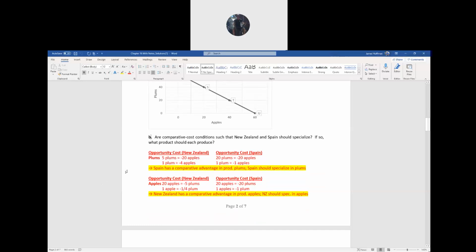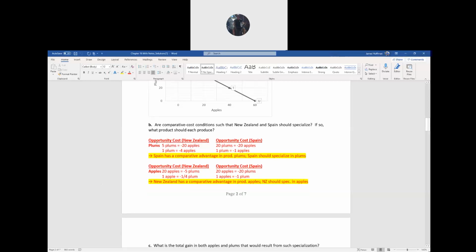Okay, part B: are the comparative cost conditions such that New Zealand and Spain should specialize, and if so, what product should each produce? Okay, so they're going to be such, or else there wouldn't be a question. It's going to say should they specialize? They're going to, but you got to find out which good they should each produce. So what you want to do for part B is calculate or determine the opportunity cost of each good for each country. So here we go.